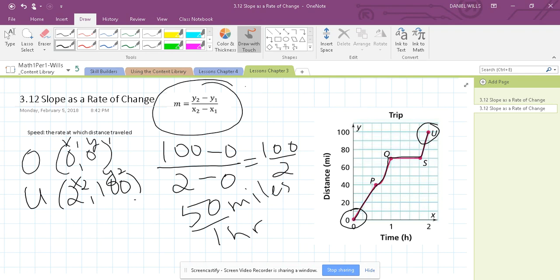Now, I'm going to show you a couple of examples with this graph in the next video on how to calculate between the intervening points and what that can tell us. But for now, this is a good start and it'll get you going.